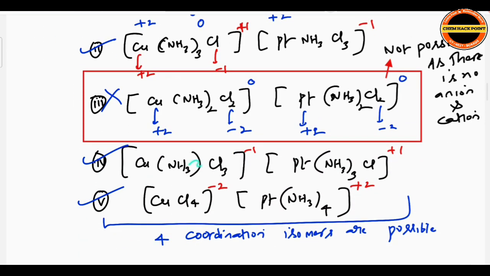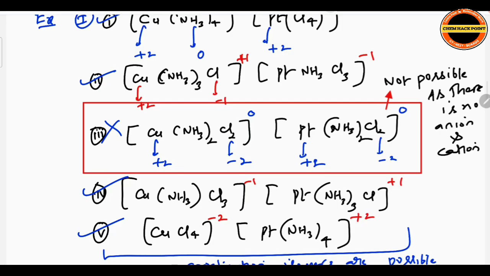See the other combinations I wrote: NH3 1 here, 3 here. Previously there were 4 chlorines, so this time we wrote 3 here, 1 here. Similarly, CuCl4 is -2, meaning that is the charge. I wrote the charge overall. For Pt(NH3)4, to check the charge I wrote it. See, these are not having any charges.